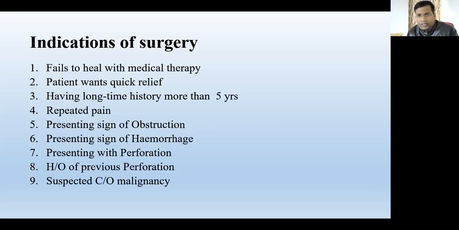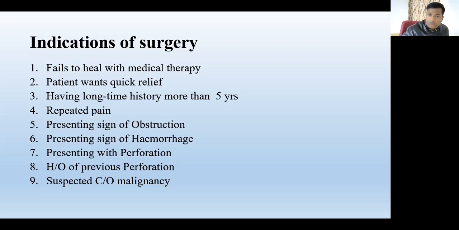And then come to the surgical indications. Surgery is only indicated when the patient fails to respond to medical therapy, or the patient wants very quick and permanent relief, or the patient has a long history of more than 5 years with a repetitive attack pattern and is fed up with the recurrence, or the patient has some complications, just like obstruction, hemorrhage, or perforation. These are the complications of peptic ulcers.